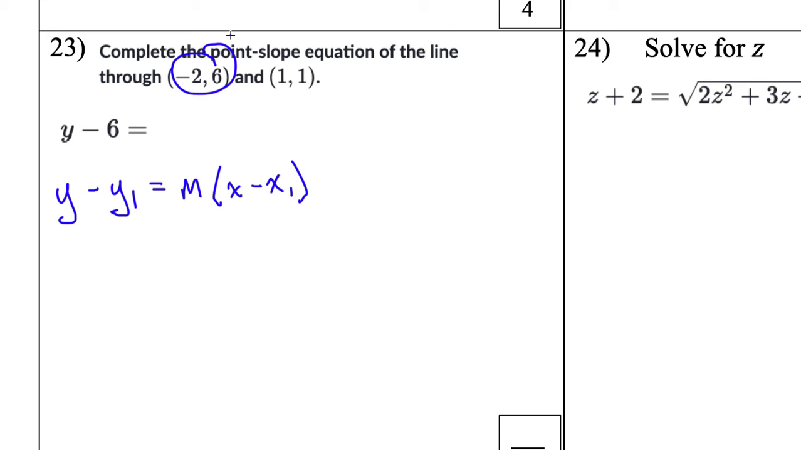I need to find the slope. And then once I find the slope, I can plug everything else in. So how do I find slope?